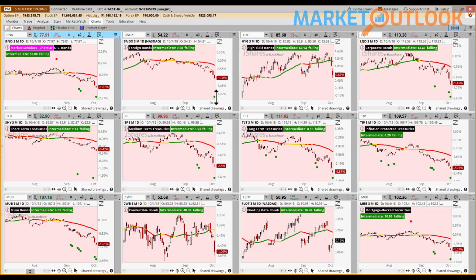We also, if that wasn't enough in the United States, got an oversold cluster signal here on foreign bonds, which is BNDX at the end. And that will cover the foreign bond market. So bonds in the United States and across the globe are selling off significantly, to the point where we're getting some oversold signals at this point. We also found oversold signals here with corporate bonds today. We saw an oversold signal on short-term treasuries yesterday. We saw an oversold cluster on the medium-term treasuries today. We saw a cluster signal on long-term treasuries today. We saw an oversold signal on inflation-protected treasuries today, the TIPS. We saw an oversold signal on muni bonds. And then last but not least, also on mortgage-backed securities.